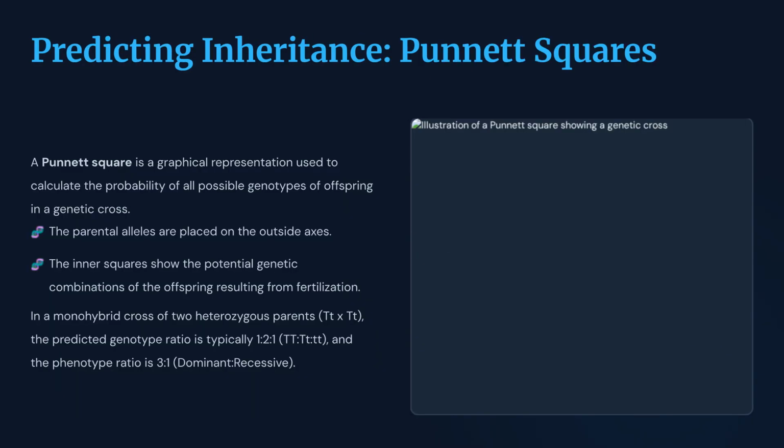To predict inheritance patterns, we use Punnett squares. This graphical tool shows the possible genetic combinations for offspring based on the parents' alleles, allowing us to calculate the probability of specific traits appearing.